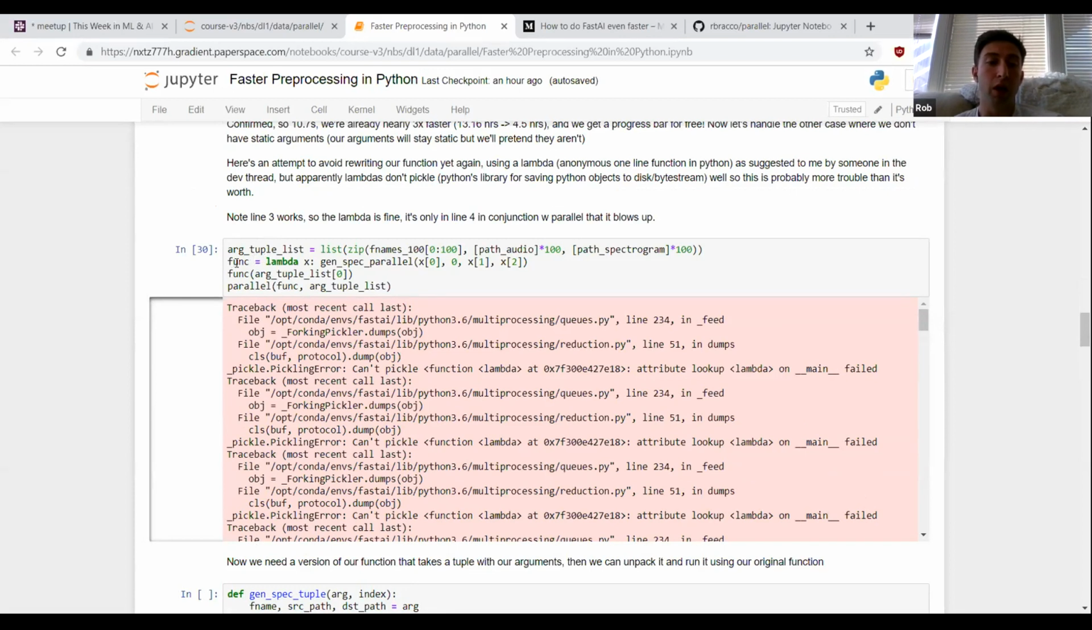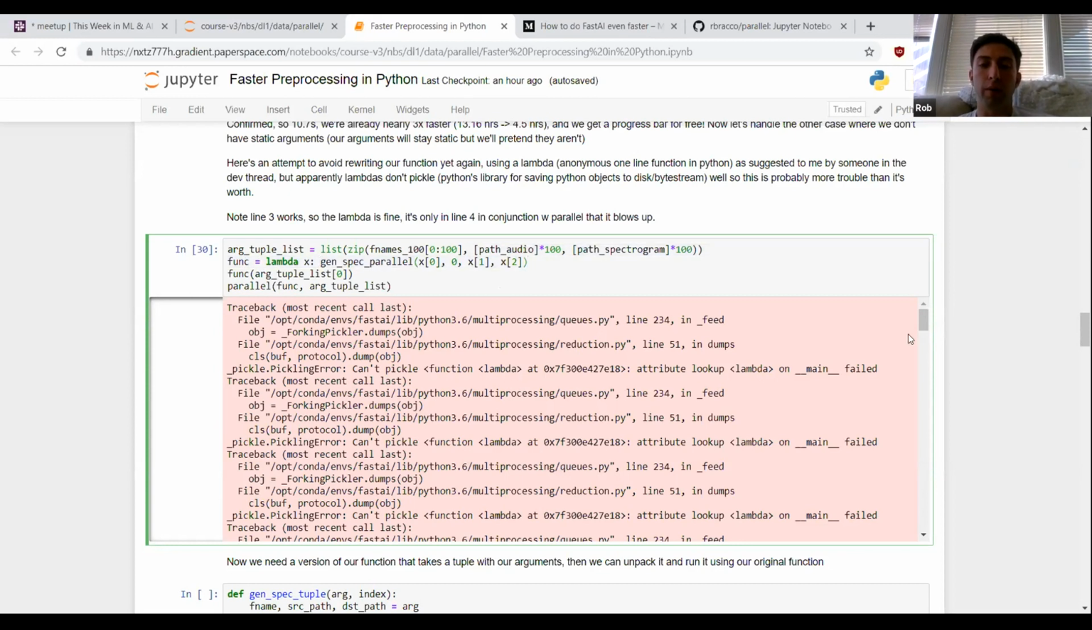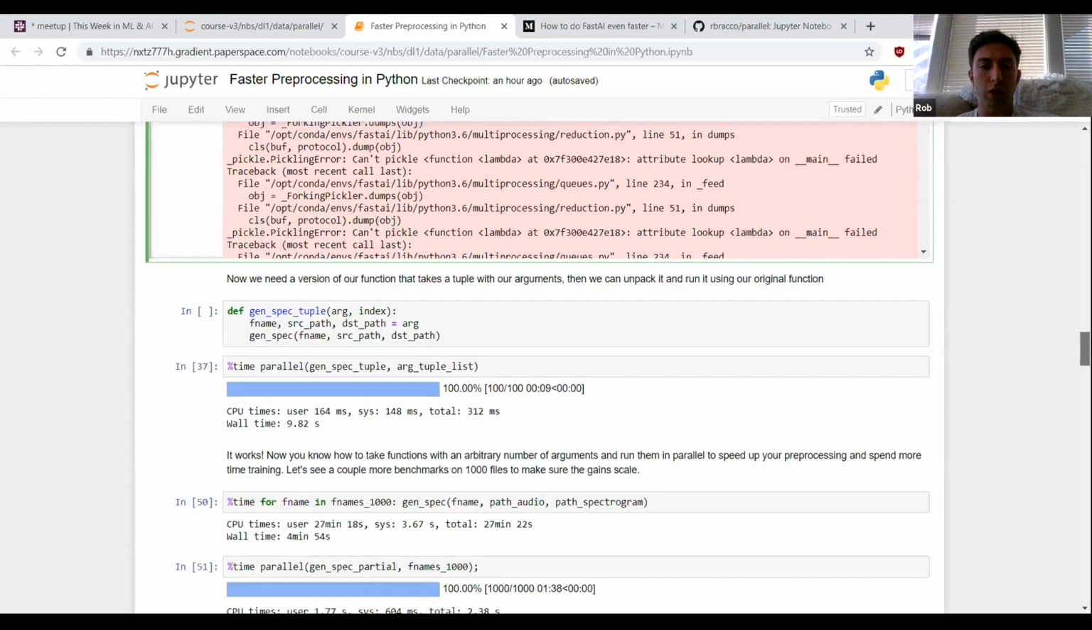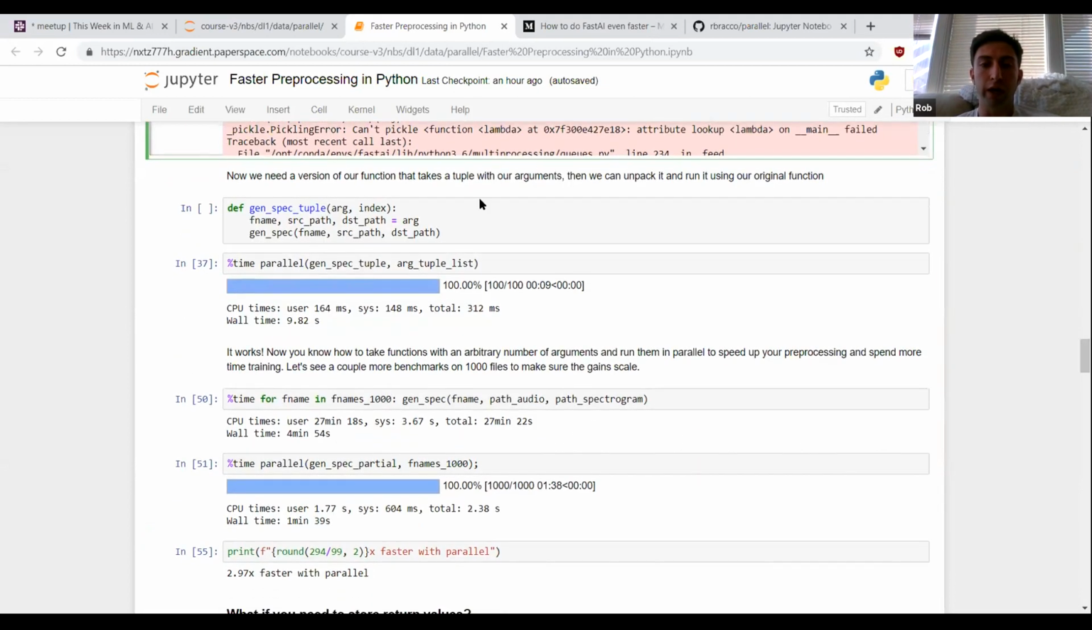So you can see here, function Lambda X. That means function with one variable X. Take X and do this to it. And I'm saving that as a function. Anyway, if you do that and you run it once, it works. But if you try and run it in parallel, what happens is that Fast.ai's parallel somewhere down the line in the source code calls pickle, which will break everything, because you can't pickle lambdas easily in Python. So that was just a random interesting thing that I didn't know.